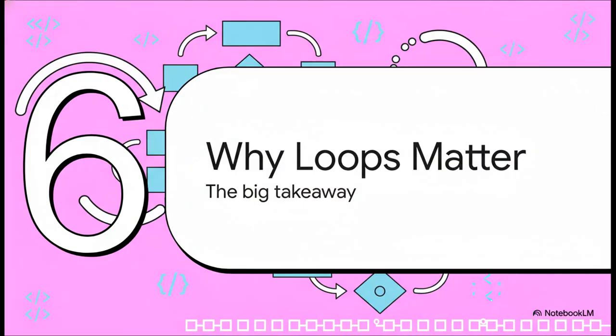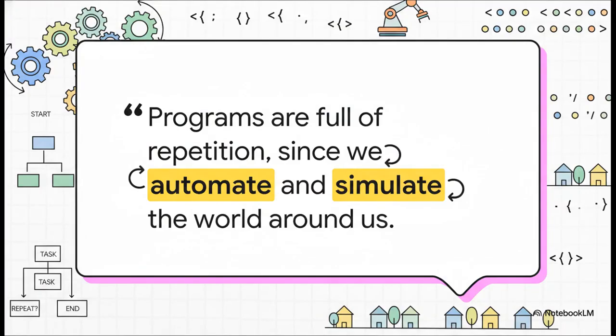Okay, so after going through all of this, what's the big takeaway? Why are loops so absolutely essential to programming? It really all boils down to this. Loops are the engine of automation. I mean, the world around us is just filled with patterns and cycles. So to build programs that can automate and simulate that world, we have to have a way to manage repetition. And that's what loops do. They let just a handful of code perform thousands or even millions of operations.